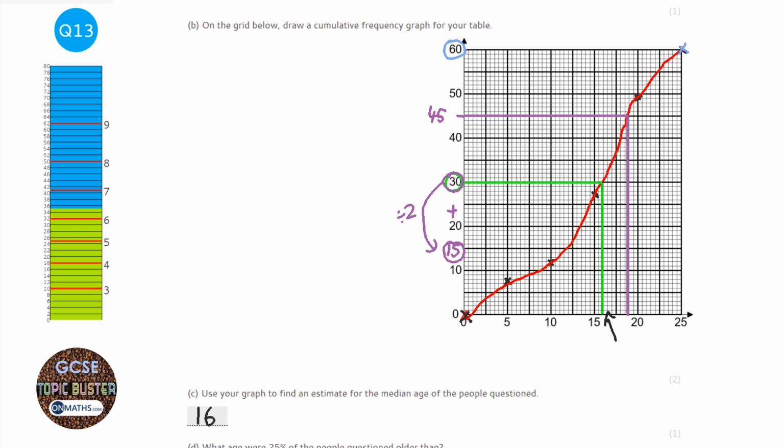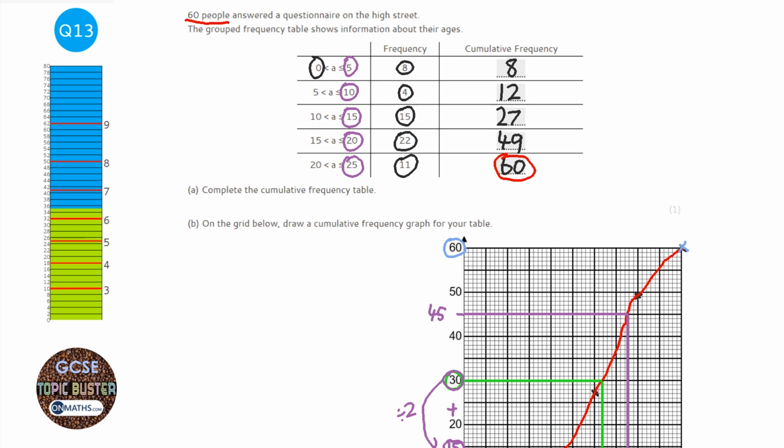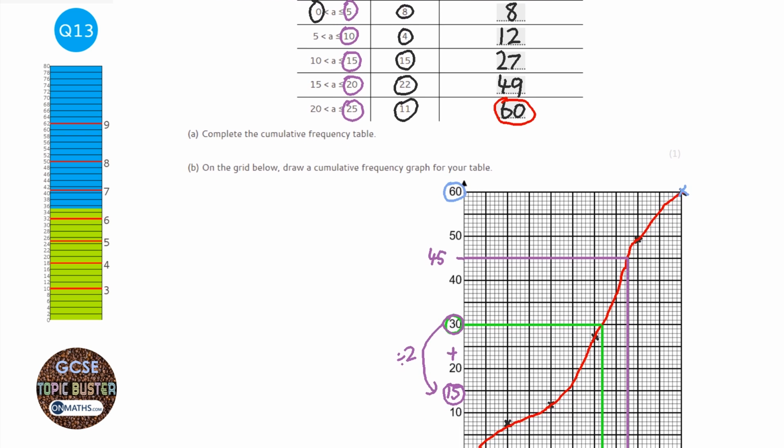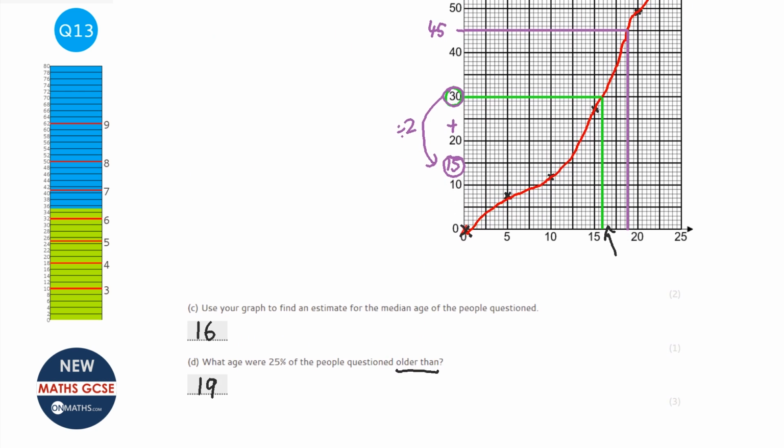Well, let's see if that makes sense. Well, our people were aged between 0 and 25, and so that would kind of just make sense. You just look at the numbers and you go, well, that kind of tallies.